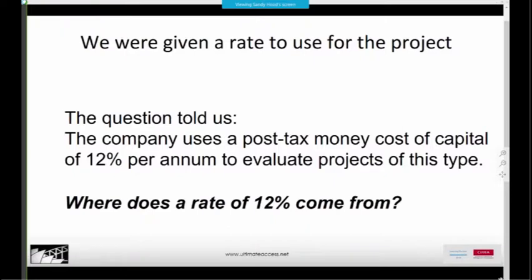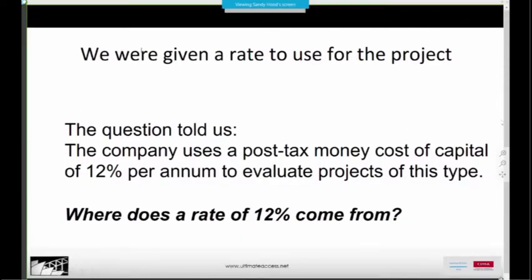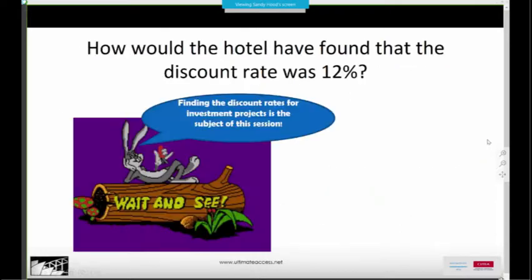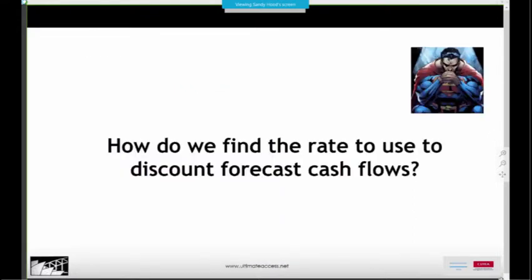Last time we were evaluating this particular investment, and we were using a 12% cost of capital, which raised the issue, where did that come from? And I said that we would have to wait and see, and today is what the waiting has been all about, and we will see how we would derive a cost of capital. It's a way of discounting our forecast cash flows.